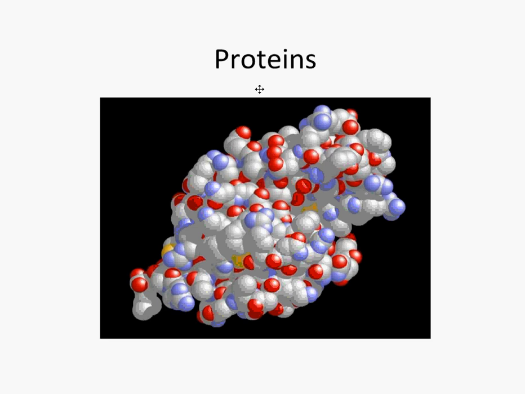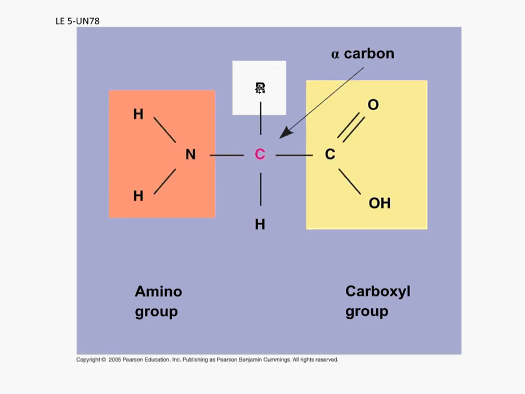And so you'll see here this is a definite three-dimensional shape. And that shape is almost like you want to think of a tool, like a wrench or something like that, that has a particular job to do. Well, proteins are very similar. And their shape is the way it is because of how they are arranged chemically.